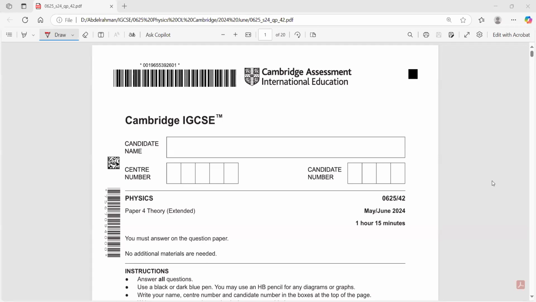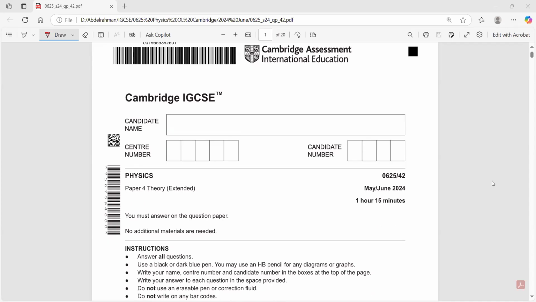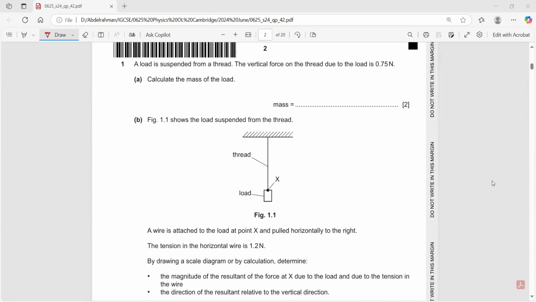May-June 2024, Paper 4, Variant 2. Question 1. A load is suspended from a thread. The vertical force on the load is 0.75 newtons.